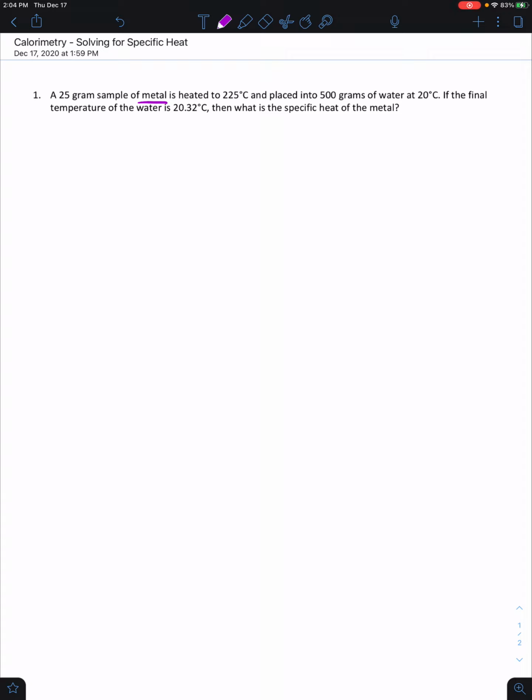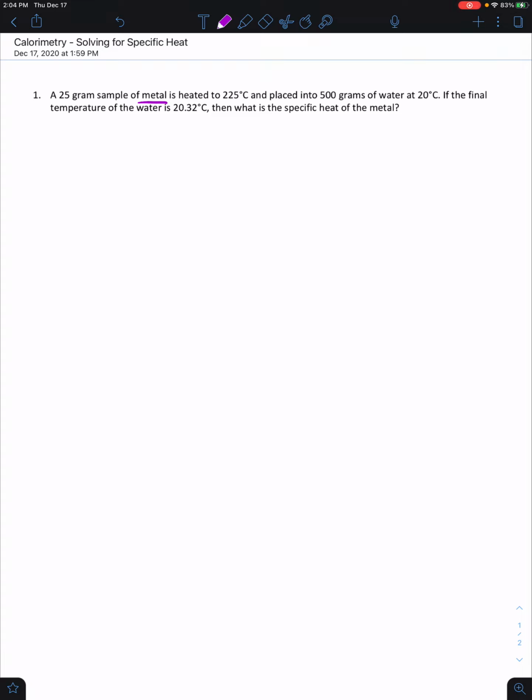So in our question, it says a 25-gram sample of metal is heated to 225 degrees Celsius and placed into 500 grams of water at 20 degrees Celsius. If the final temperature of the water is 20.32 degrees Celsius, then what is the specific heat of the metal?